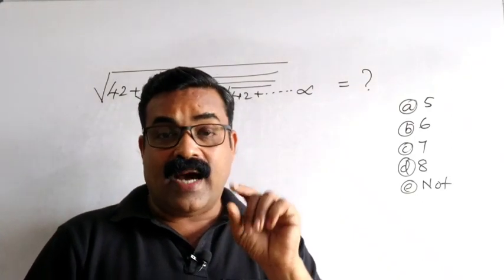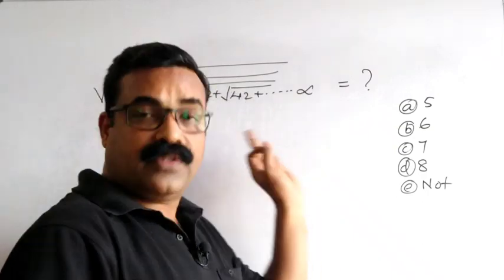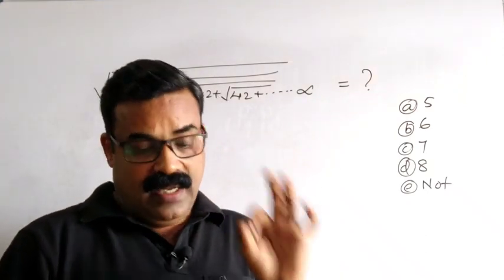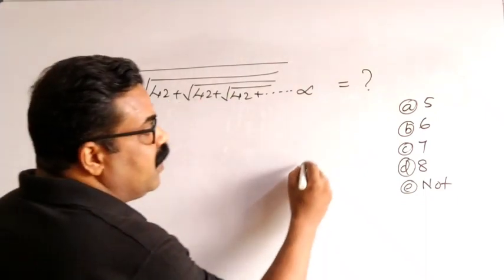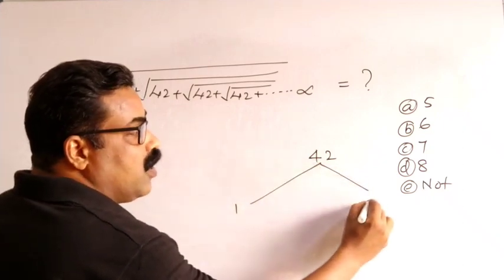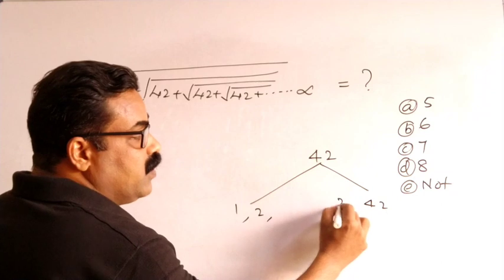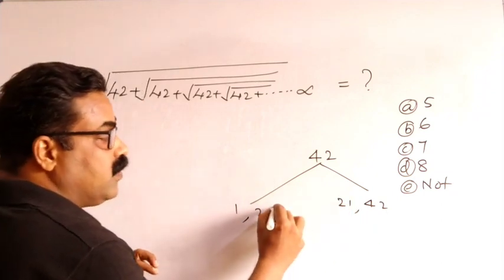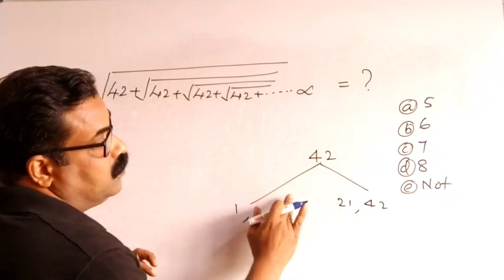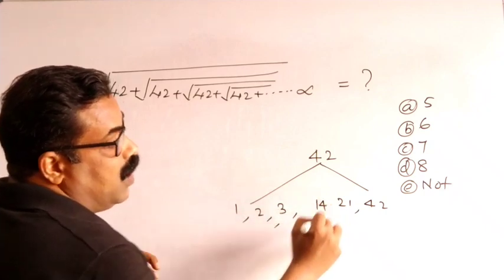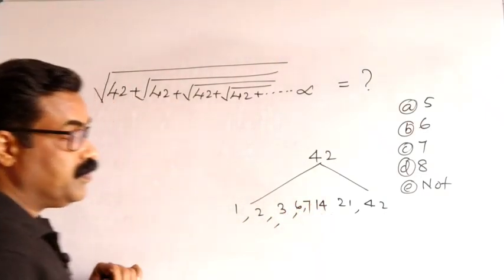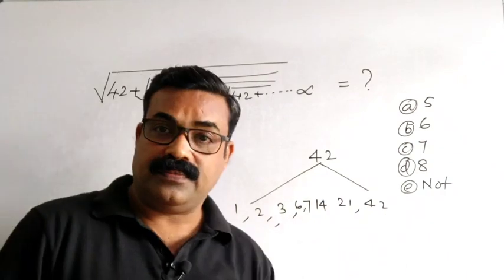Understand very clearly. The numbers given in this type of question are specially selected. Here 42 is the given number. So I can take the factors of 42: 1 into 42 is 42, 2 21s are 42, 3 14s are 42, or you can say 6 7s are 42. So these all are factors of 42.